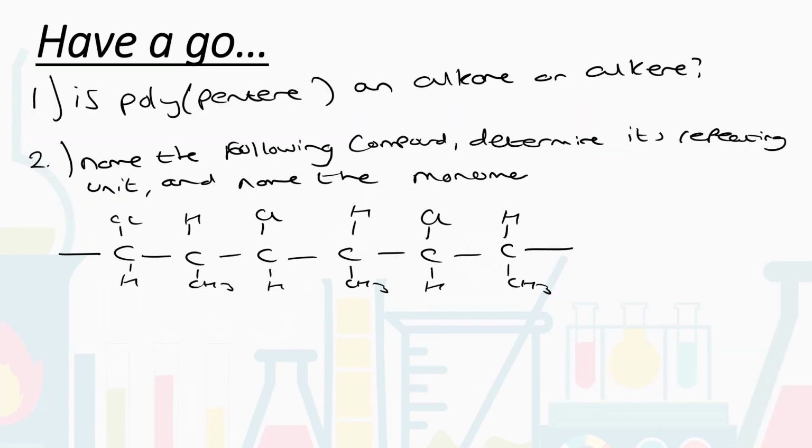So time to have a go at some questions. Have a go if you want to, and pause the video, and the answers will be on the next slide. The questions here are: is polypentene an alkane or an alkene? And to name the following compound, determine its repeating unit, and name the monomer.